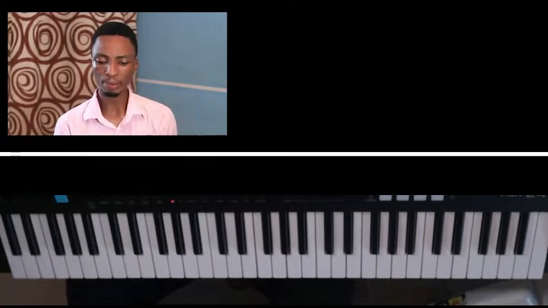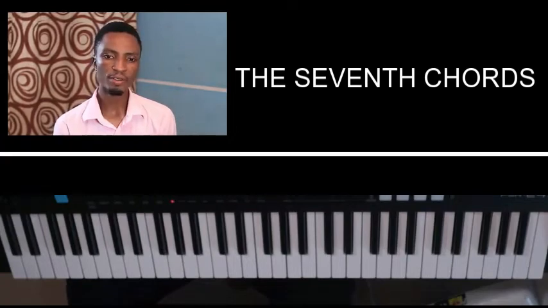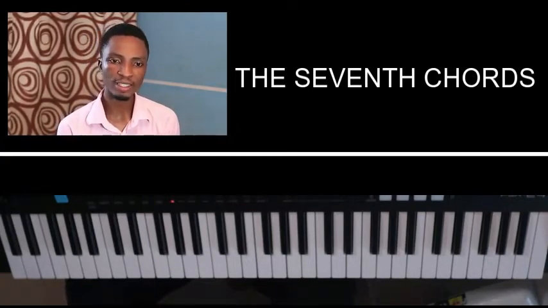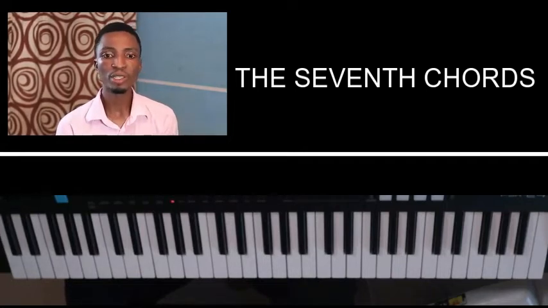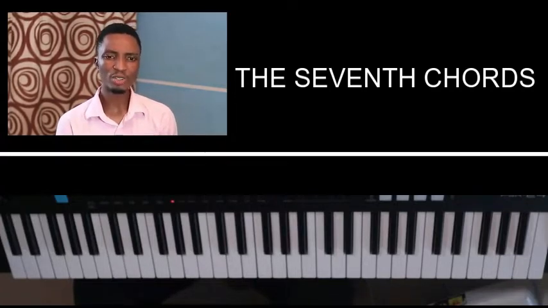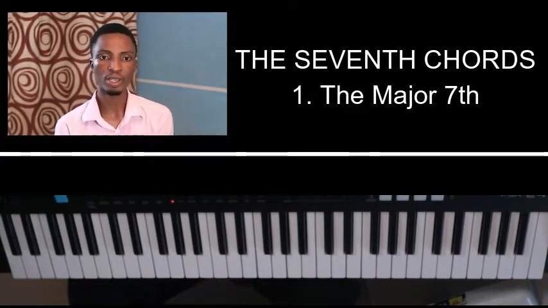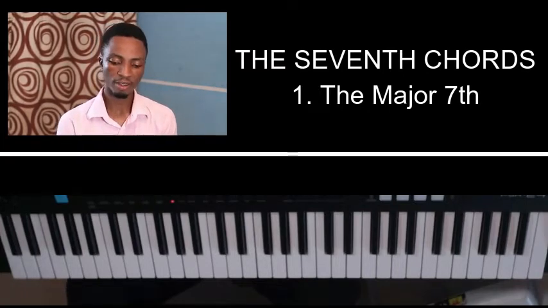Now we'll start with the 7th chords. There are 8 different 7th chords that we can build on any key. It involves adding the 7th degree notes modified in different forms depending on the name given to it. Now we'll start with the major 7th chord. The major 7th chord involves adding the 7th degree note of the major scale of a key to the major triad of that key.